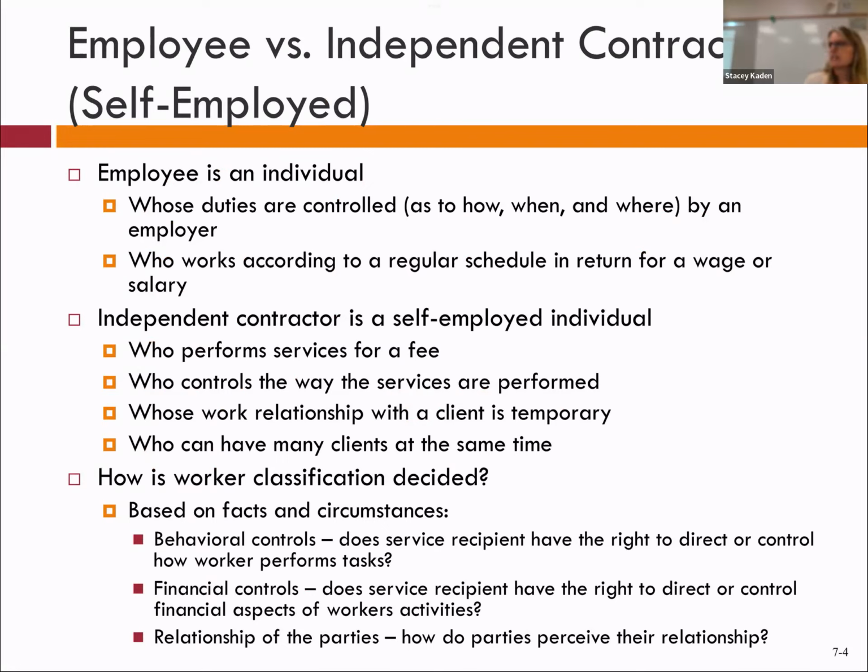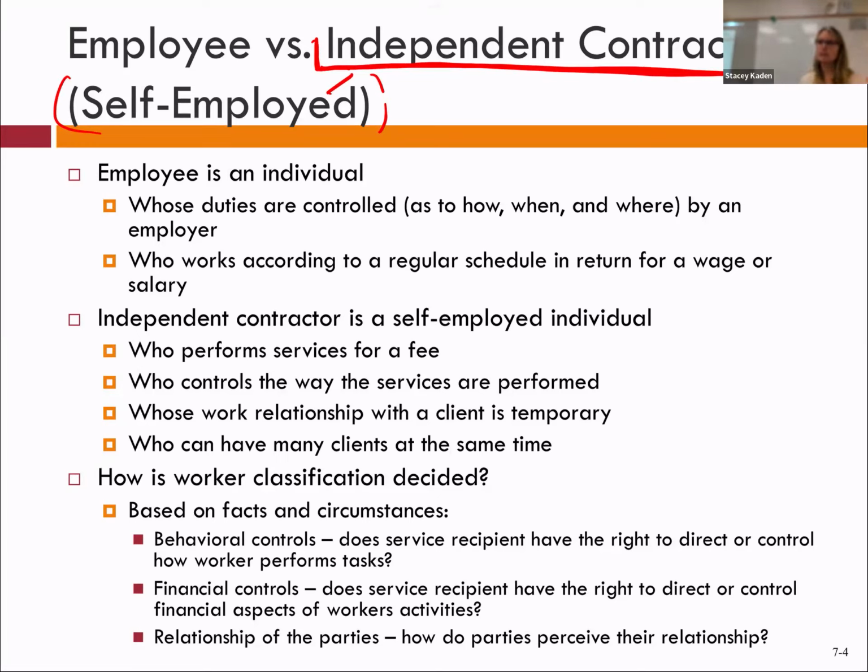Okay, let's switch gears then and talk about a very hot button issue for the IRS. And that is whether someone is an employee or whether someone is an independent contractor. If you're an independent contractor, this is here in parentheses, that is referencing the independent contractor, okay? Independent contractors are self-employed, employees are not.